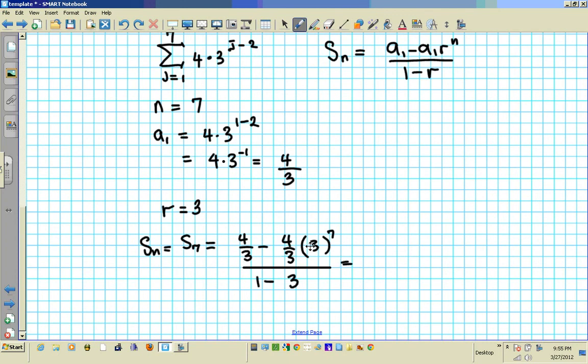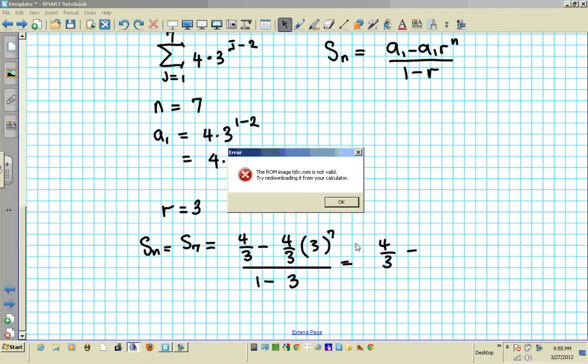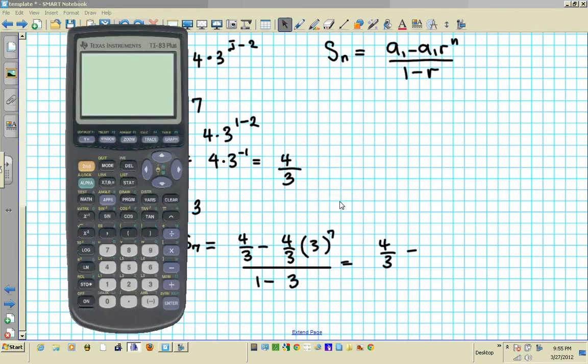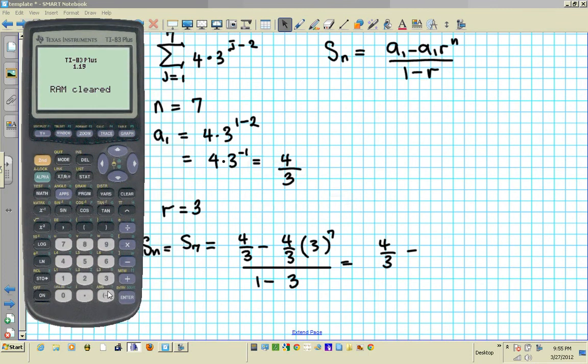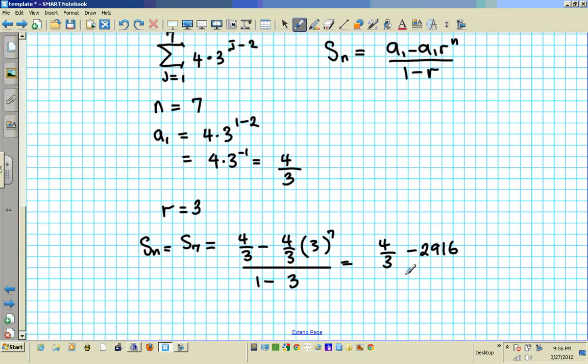Okay, so I would like to do this part in the calculator. So we're going to have 4 over 3 minus, this should be 4 times 3 to the 6th. Let's fire up our calculators and see what this gives us. So we have negative, parenthesis, 4 divided by 3 times 3 to the 7th power, and the answer is negative 2916. So you're going to have 4 thirds minus 2916, divided by 1 minus 3, which is negative 2.